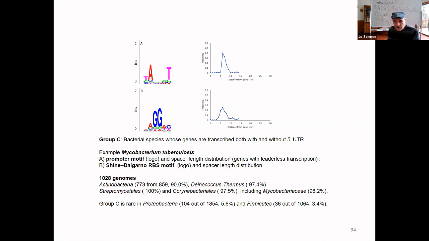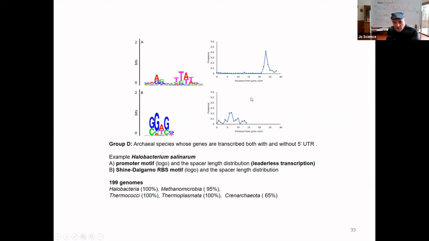So there is no way to put RBS anywhere. There is no five prime untranscribed region in such operons. So the promoter is very close to the start of a gene, but inside the operon, there will be the ribosomal binding sites, which are like Shine-Dalgarno. This is group C, and in archaea, you see that there are also quite a number of leaderless transcripts.